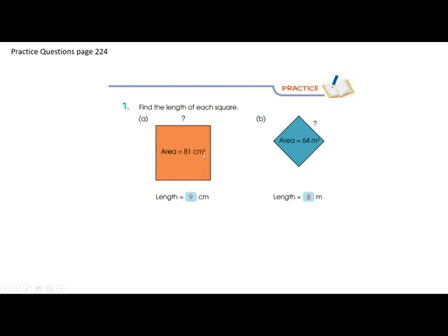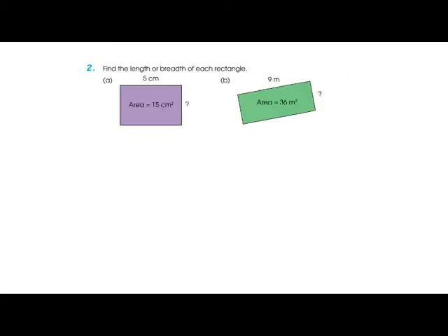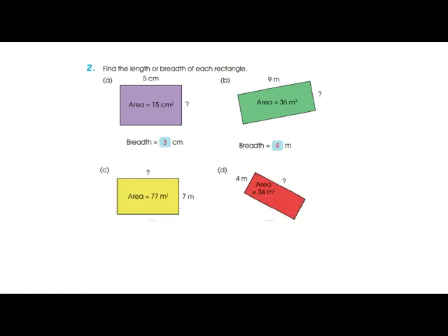I told you in the previous class that area must be in square units, and the length or breadth must be in single units, not square, simply centimeter or meter, whatever unit they are giving. Find the length or breadth of each of the following. The area is 15. Simply divide 15 by 5, and you will get the length, 3 centimeter. In this one, 36 divided by 9, you will get 4. Check the other one.